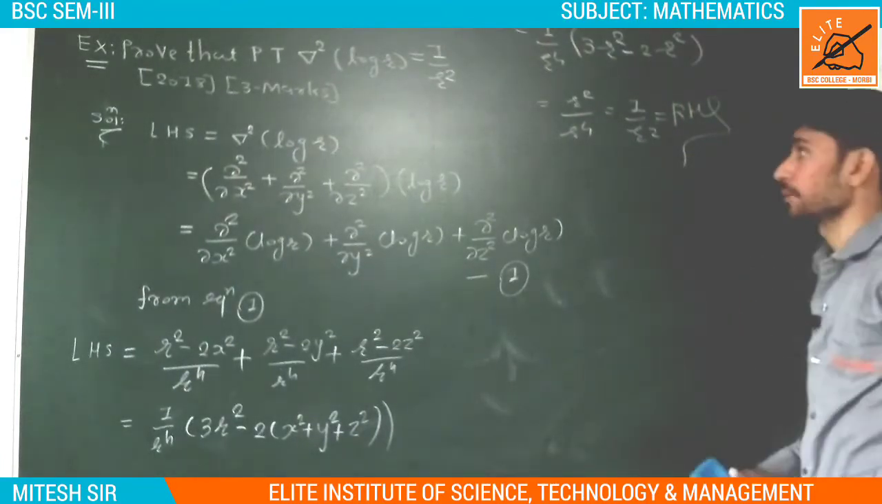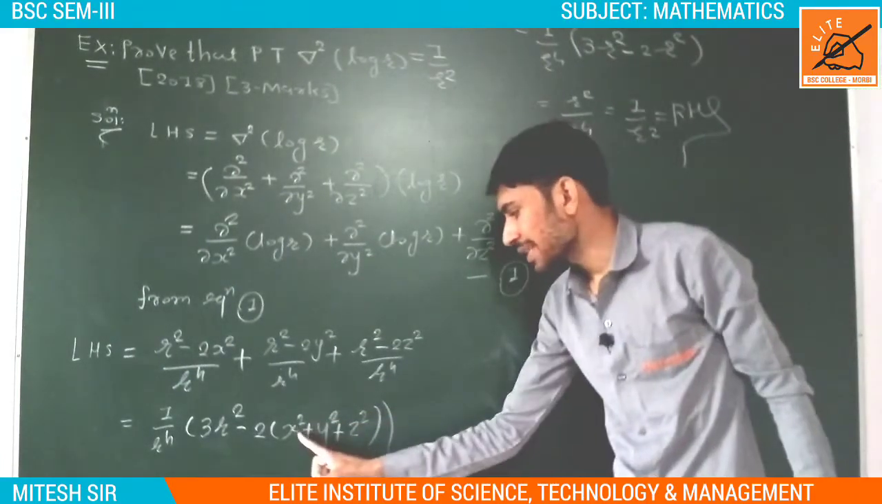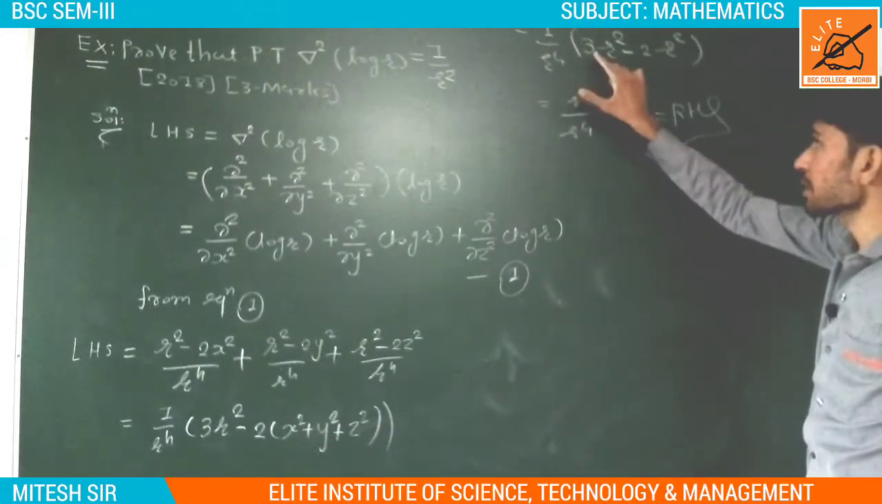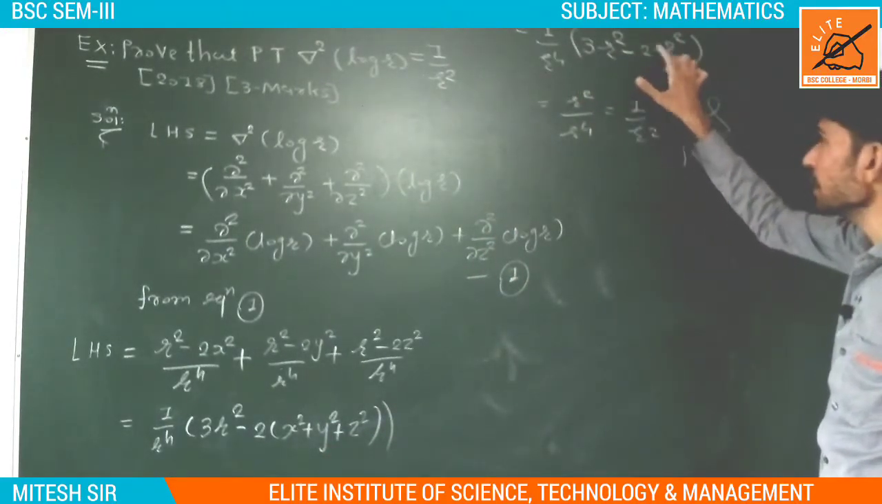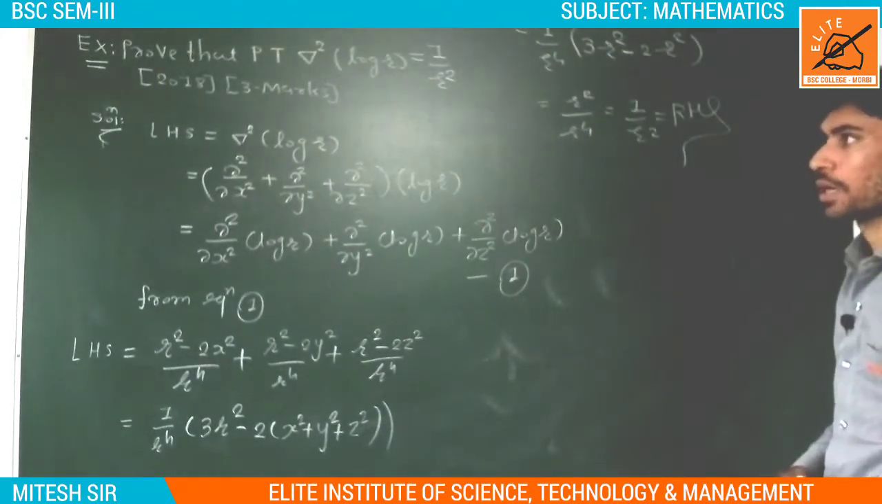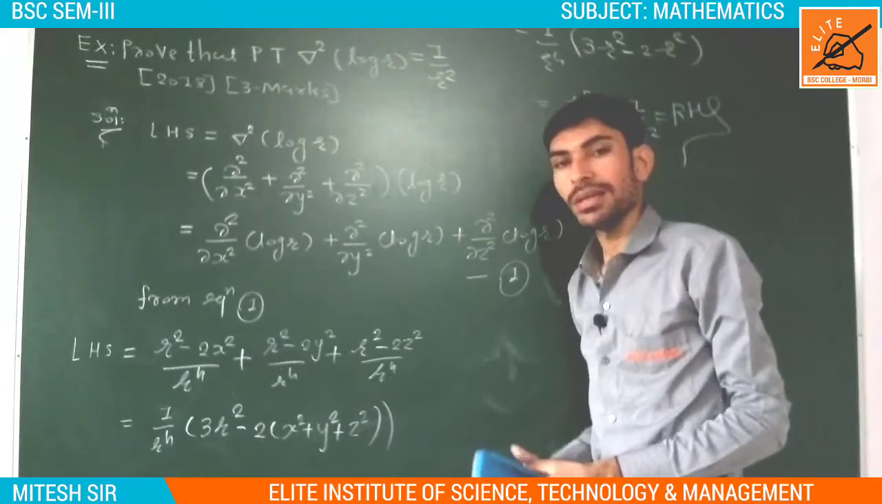So 1 upon r raised to 4 as it is, 3r square minus 2r square remains r square. R square upon r raised to 4 answer is 1 upon r square. I hope you understood how to prove this result.